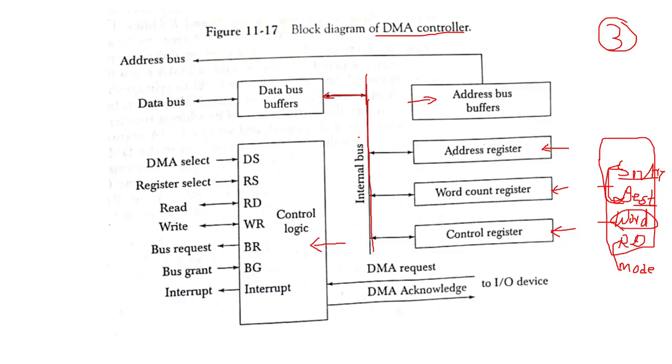Now this is the block diagram of the DMA controller. It contains the two buffers, data bus buffer and address bus buffer, and four registers: address register, word count register, control register, and the register that sends the status. And these are the signals that are required by the control logic. We'll discuss this in the next data transfer. So let's move on to the data transfer.